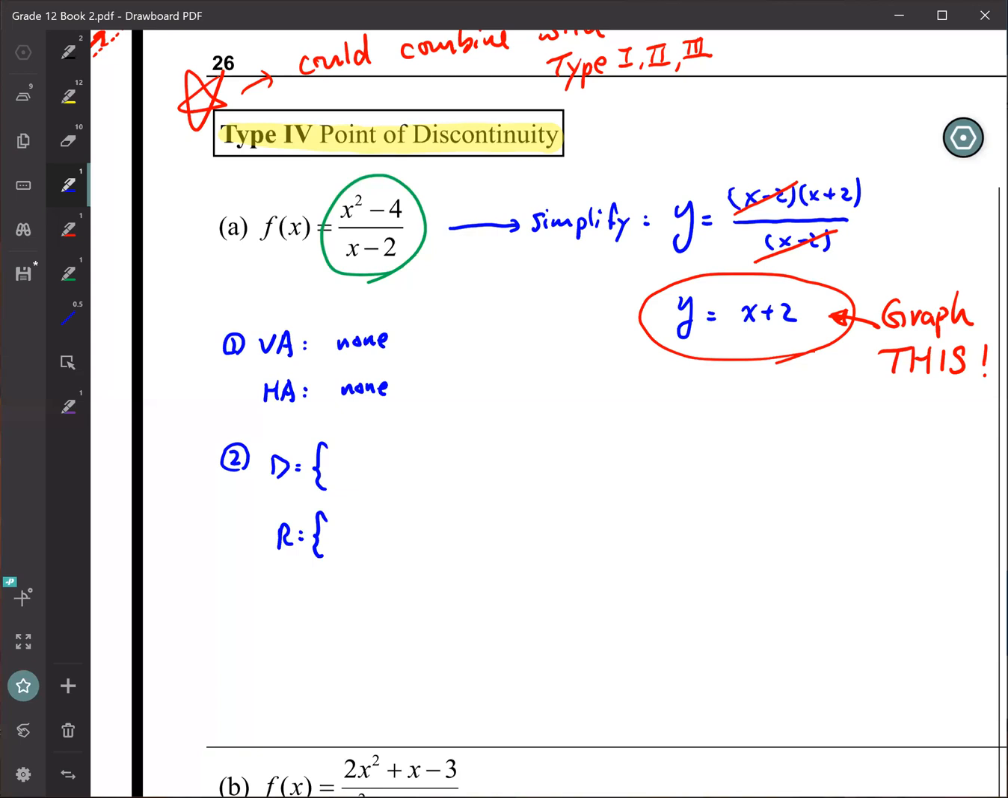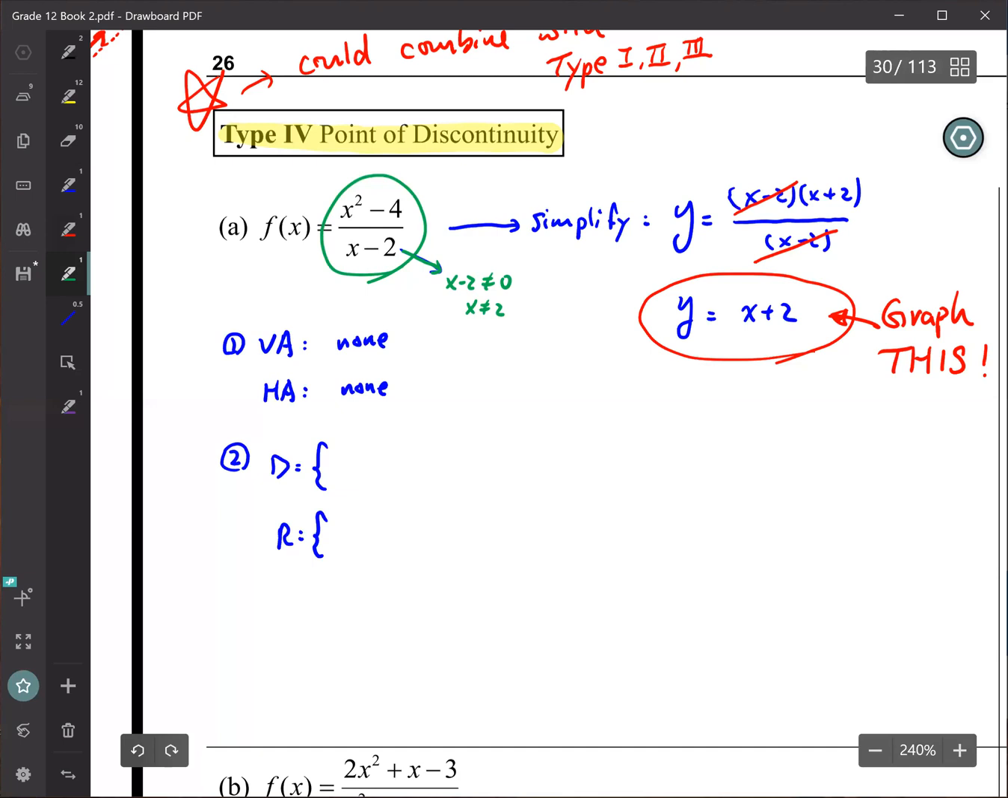You have x minus 2 equals 0, right? But we cannot have denominator equal to 0, right? So that means x cannot equal 2. That's called the restrictions, okay?